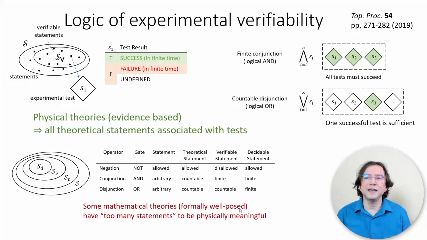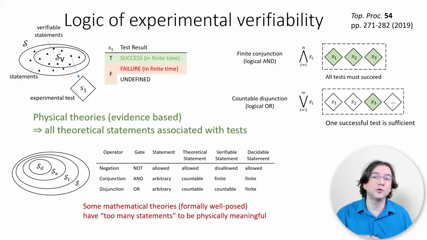The idea here is really to find the logic of experimental verifiability. What does it mean? It means that the basic currency in our system is the idea of a verifiable statement: a statement that has an associated test, and the test finishes successfully in finite time if and only if the statement is true. So if the statement is true, then the test result has to be success. In the case that the statement is false, the test might fail in finite time, or the result might be undefined because it never terminates, and so on. So the only condition is that success is equal to true.